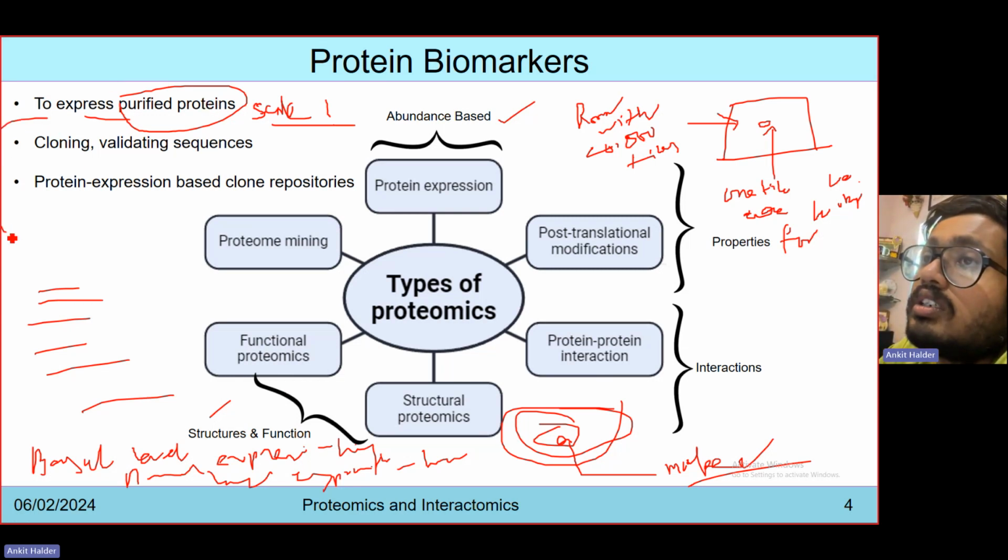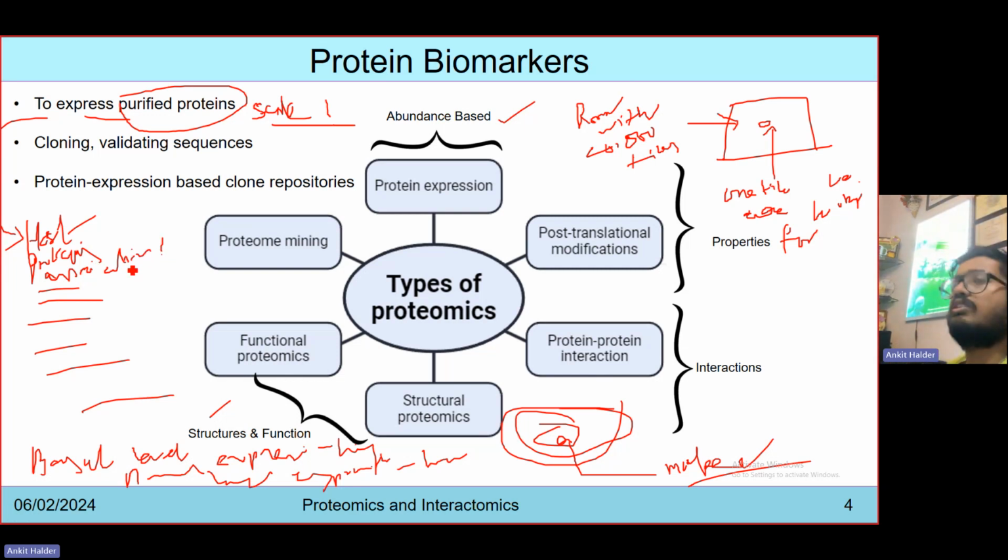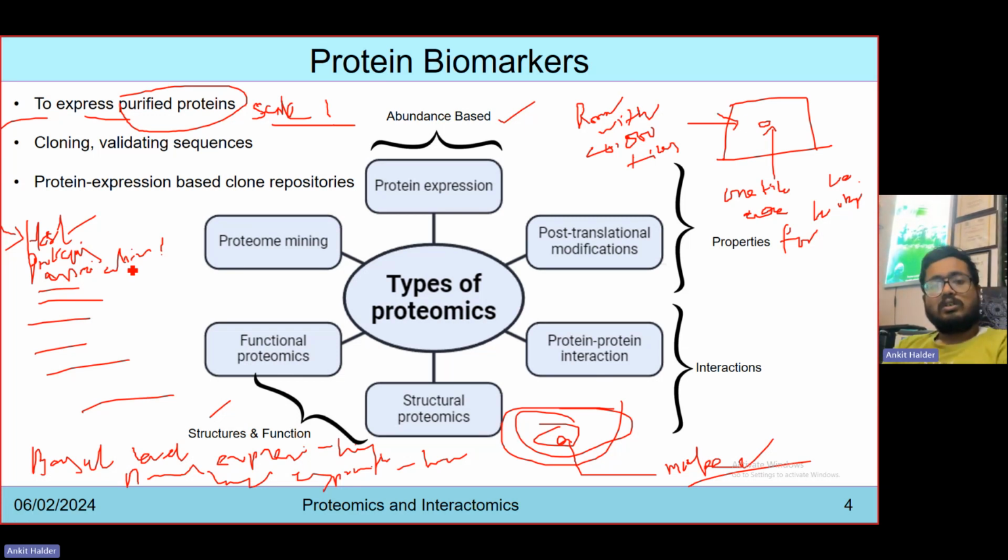So we need to have an idea about the host proteins associated with the expressed protein. If we want to have that association, what are the host proteins associated with it? Then the purification, then the cloning part, along with validating the sequences.